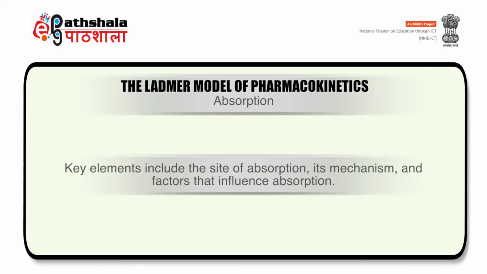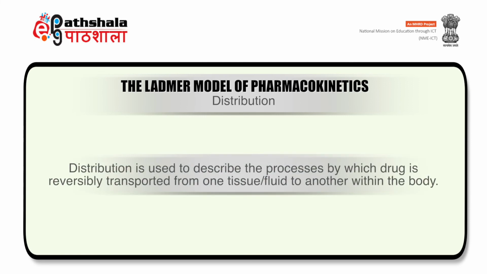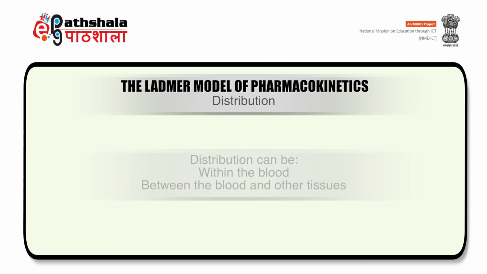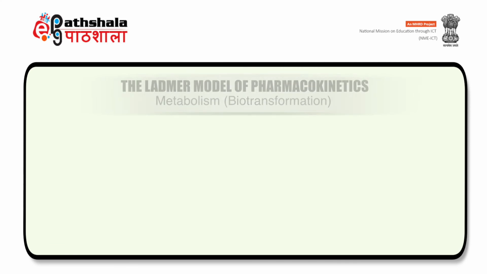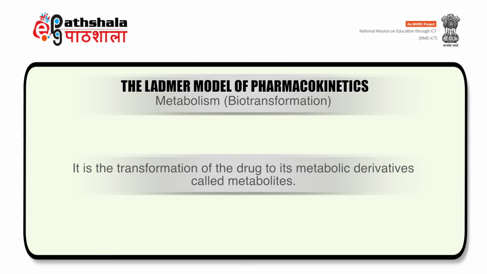Absorption. The key elements include the site of absorption, its mechanism, and the factors that influence absorption. In case of IV administration, there is an immediate onset of action and the liberation and absorption steps are essentially instantaneous. Distribution is used to describe the process by which a drug is reversibly transported from one tissue fluid to another within the body. Distribution can be within the blood, and distribution can be between the blood and the other tissues. Next is metabolism, also known as biotransformation, where the drug is converted from the active form to the inactive form in the majority of cases.